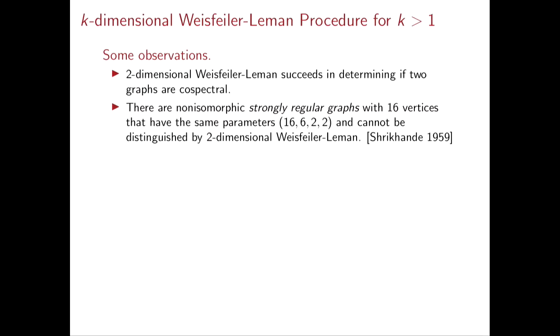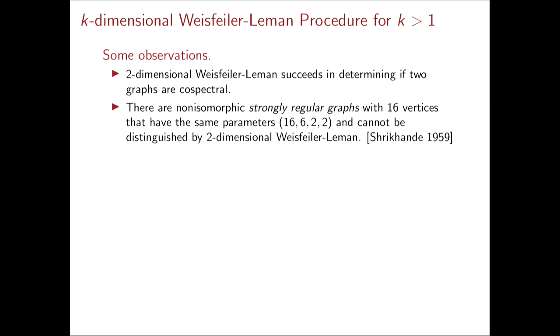On the other hand, it's also not good enough. And the counterexamples are very nice objects called strongly regular graphs. And the smallest counterexamples to two-dimensional Weisfeiler-Lehman, I wanted to mention it also because there is a Shrikhande connection to it closer home.